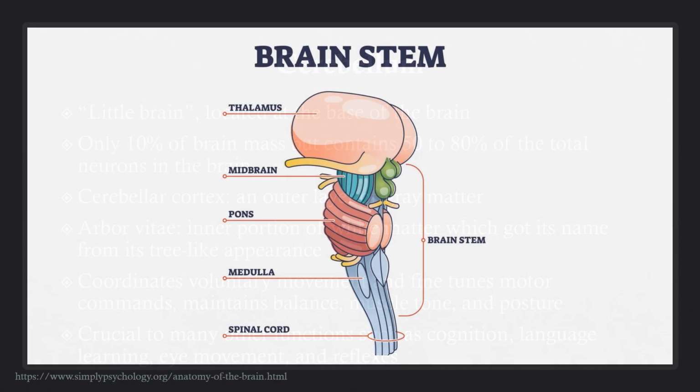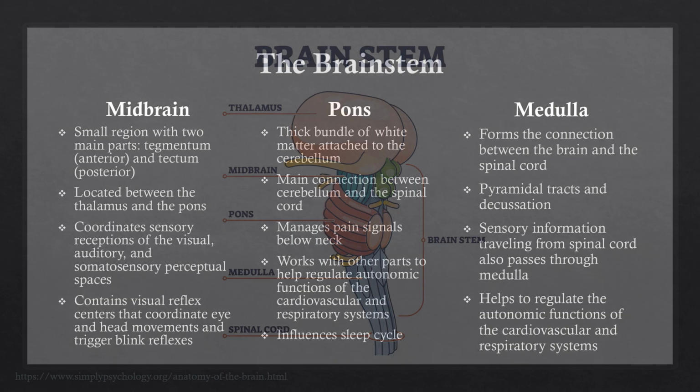The brainstem connects the brain to the spinal cord, and it consists of the midbrain, pons, and medulla. This part of the brain is responsible for many vital functions such as breathing, blood pressure, and heart rate. Let's take a look at the individual sections of the brainstem.